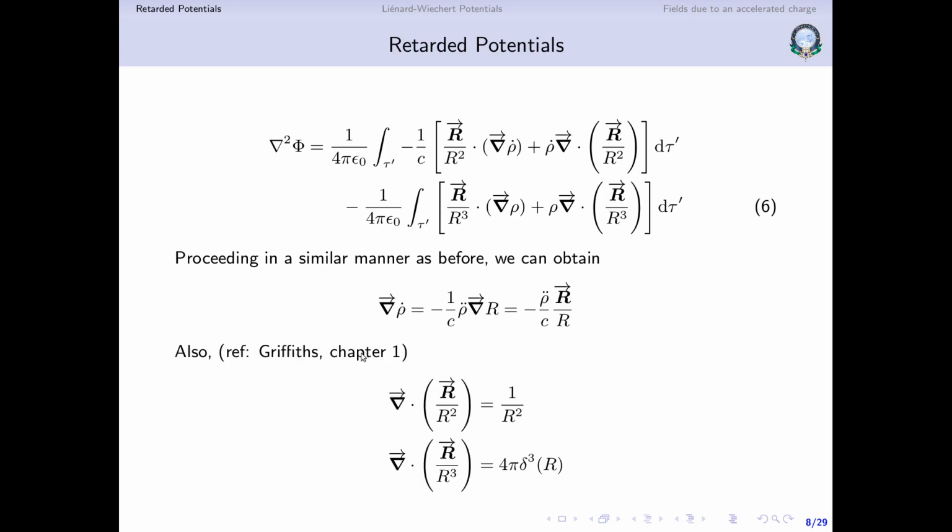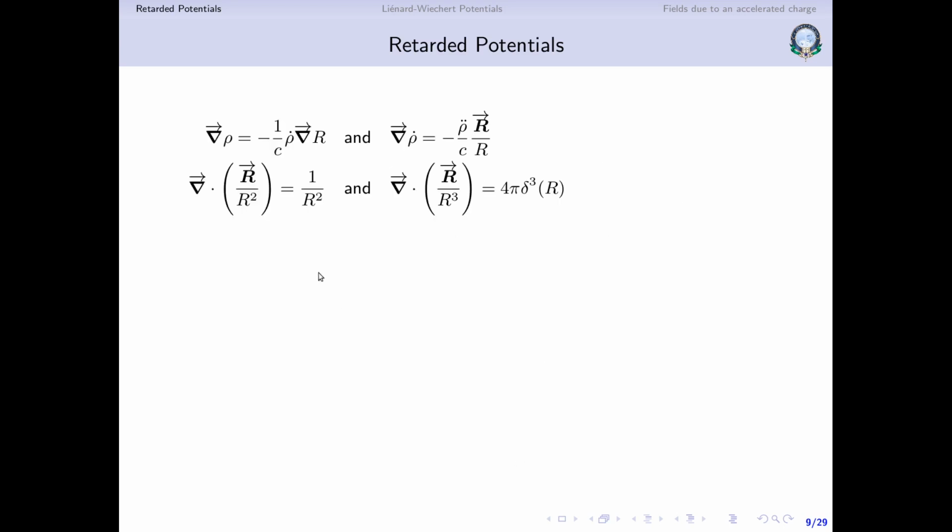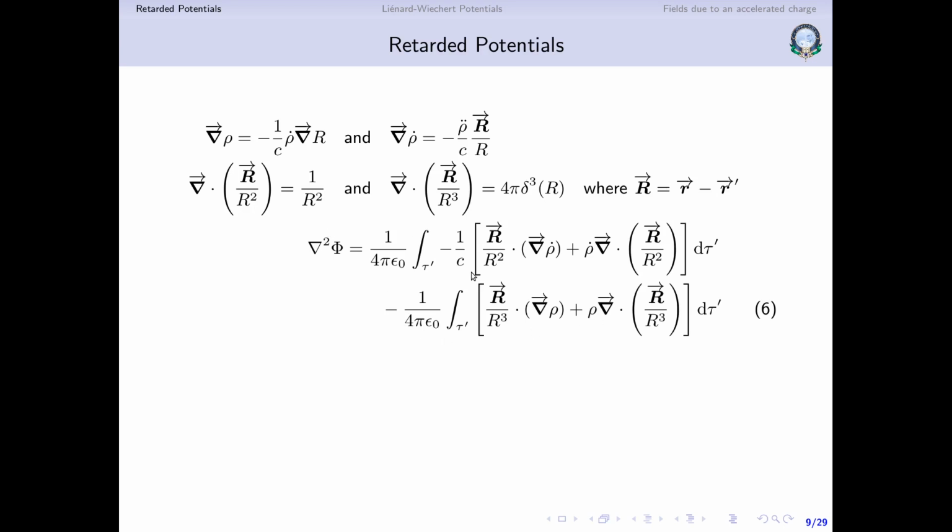Again, I'll borrow two results from chapter 1 in Griffiths: the divergence of r by r square is equal to 1 by r square, and the divergence of r by r cube will be 4 pi into the three-dimensional Dirac delta function. So we have all these tools in hand. We have gradient of rho, gradient of rho dot, divergence of r by r square, and divergence of r by r cube, where r is equal to r minus r prime, and we have equation number 6. So it is just a matter of plugging all of these in.